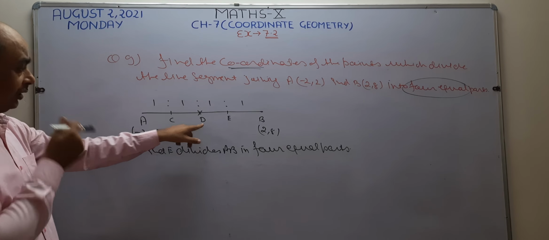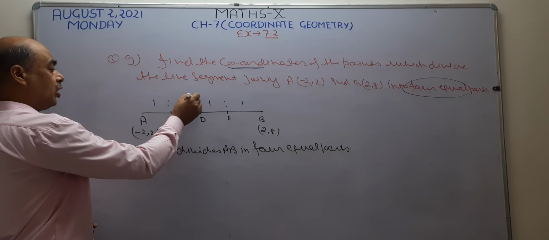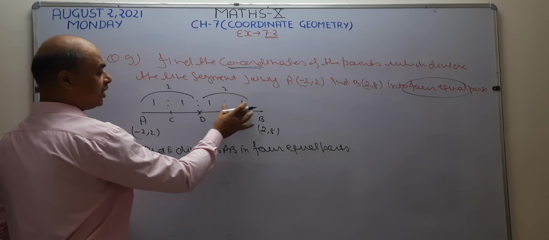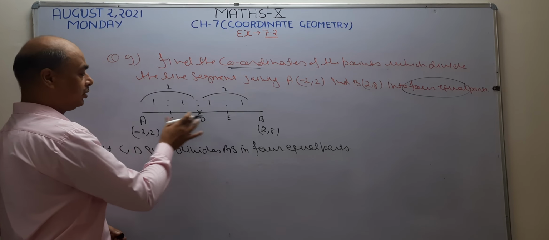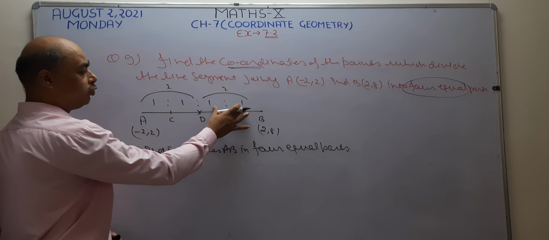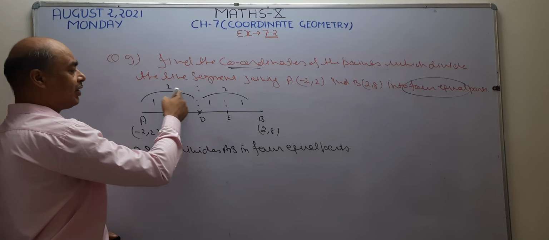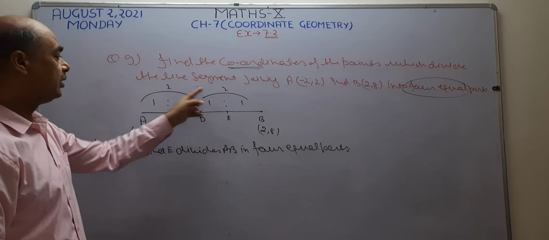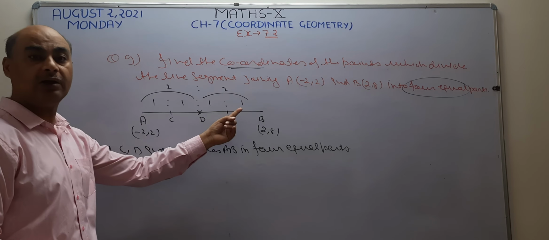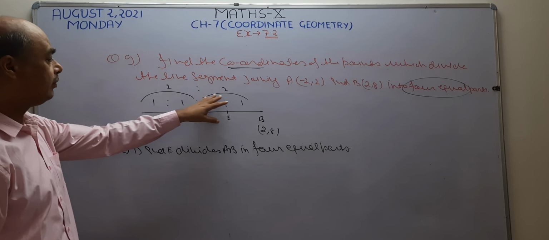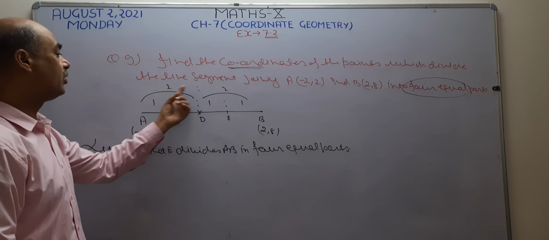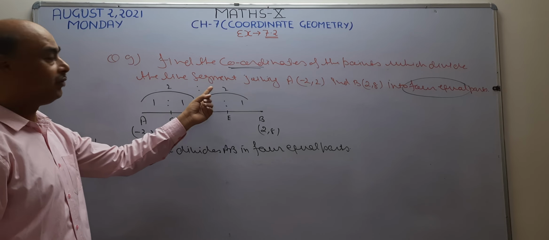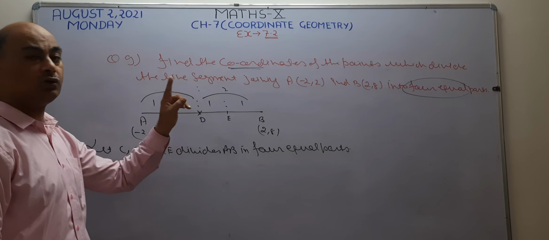Now, see. To the left of D, how many parts are there? 2. To the right of D, how many parts are there? 1 and 1, 2. 2 parts are there. In the left, 2 parts. In the right, 2 parts. It means this D is going to divide AB in the ratio 2:2. Since the ratio is the same, therefore D is the midpoint of AB. Is it clear? Since the ratio is the same, 2:2, or 1:1, same ratio, but if it is 2:3, then it is different. When the ratios are different, then we are going to use the section formula.